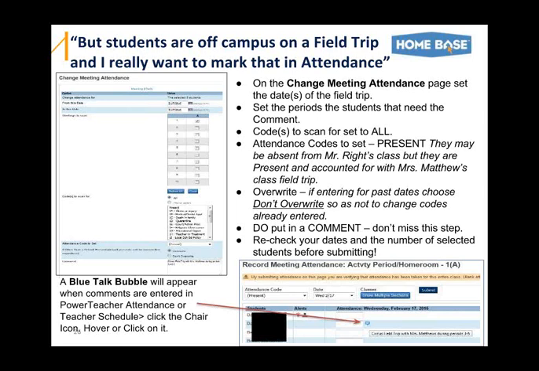And then the attendance code, you're going to set to present. They may be absent from Mr. Wright's class, but they are present and accounted for in Mrs. Matthews' class for the field trip. The overwrite option. If you're entering this for past dates, choose don't overwrite, so it won't change any codes that have already been entered. But you do want to put in the comment. So that's where we're putting our field trip, is in the comment. Make sure the dates are right and the number of students selected is correct before you hit submit.